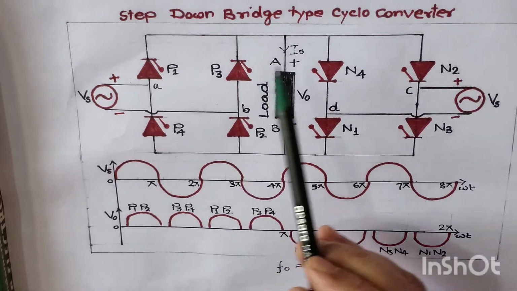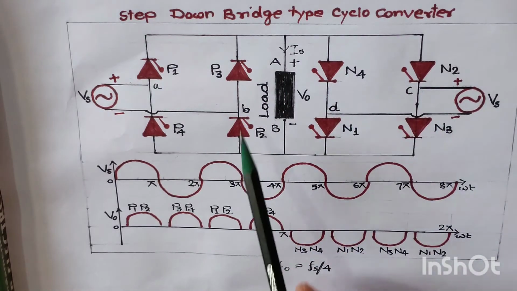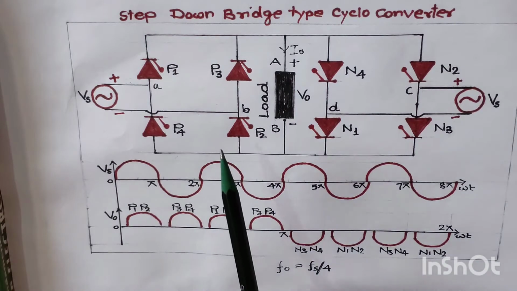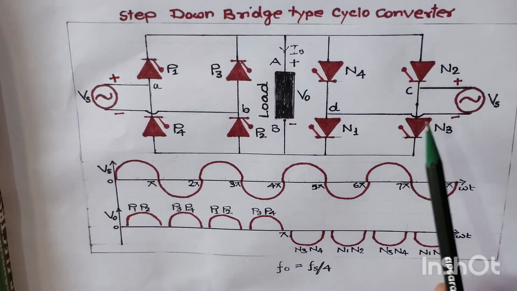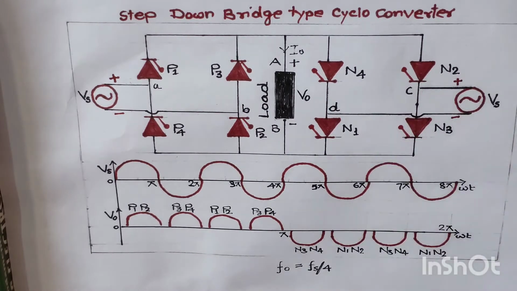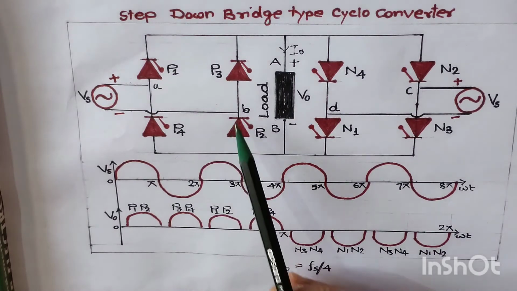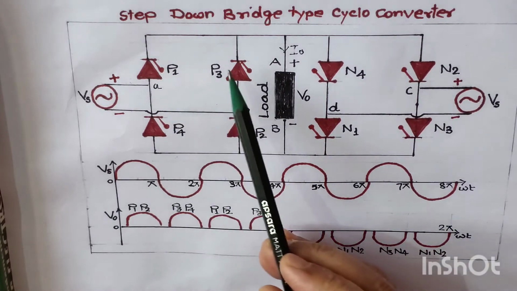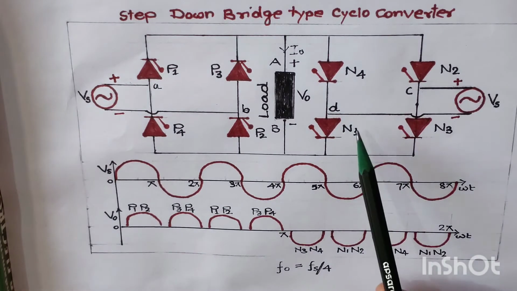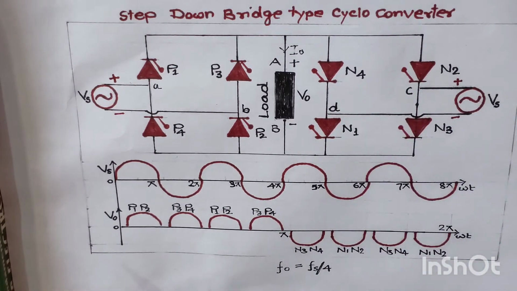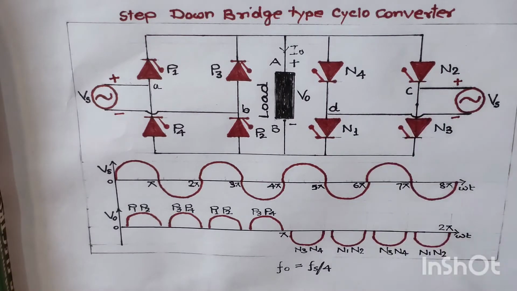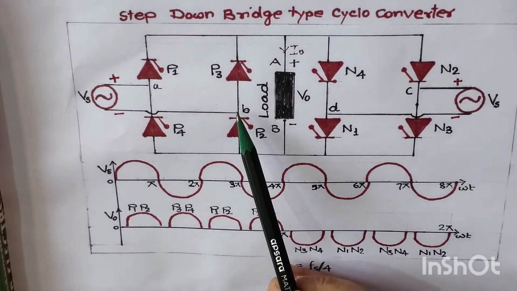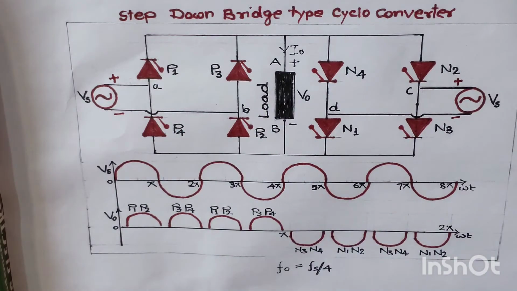We have a total of 8 thyristors here. Four thyristors are named P1, P2, P3 and P4, and the rest four are named N1, N2, N3 and N4. The P1 to P4 thyristors are called the positive group thyristors, and N1 to N4 are called the negative group of thyristors. One thing to be noticed here is that the negative group of thyristors from N1 to N4 are connected in anti-parallel with the positive group of thyristors.